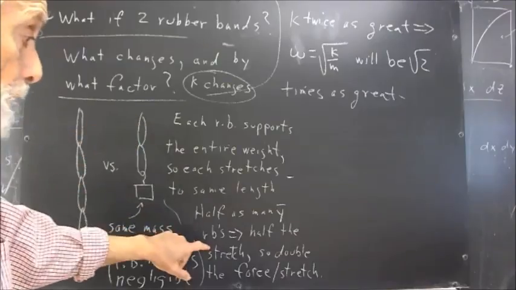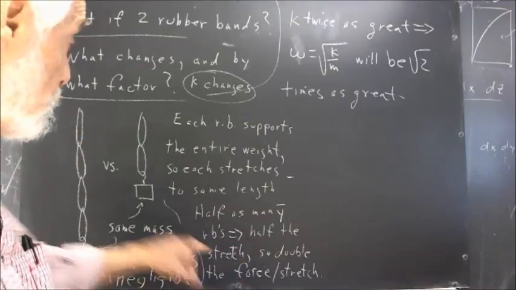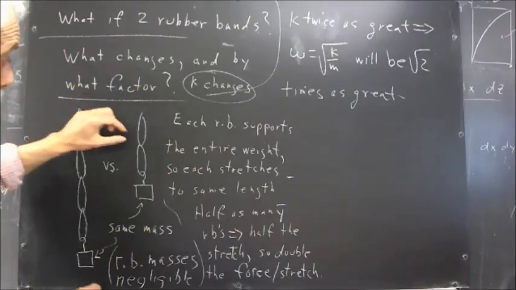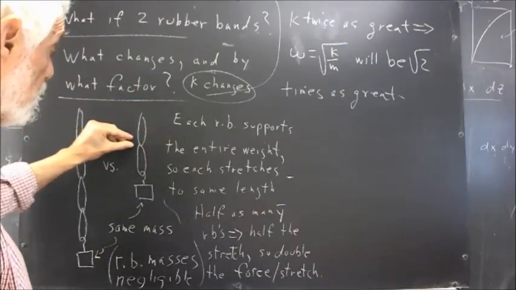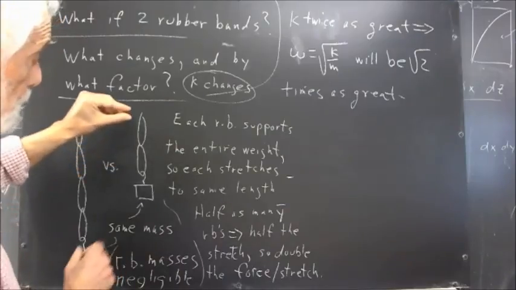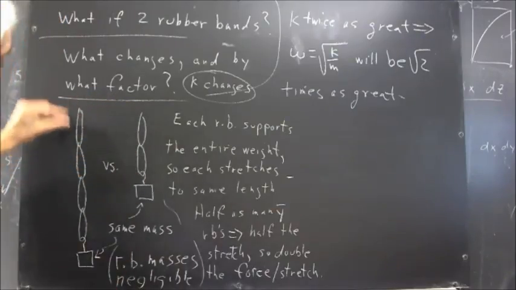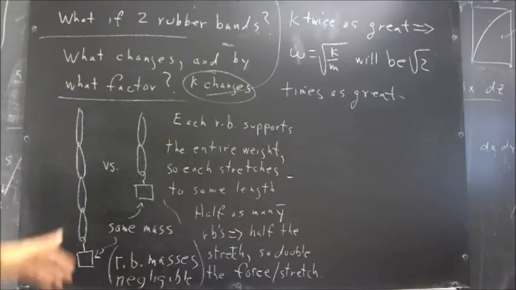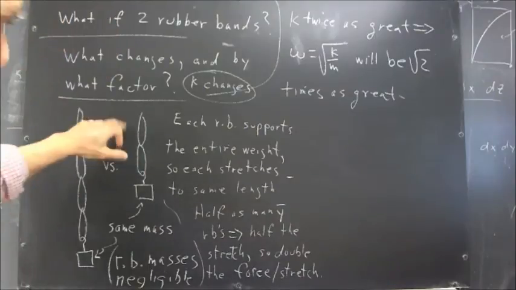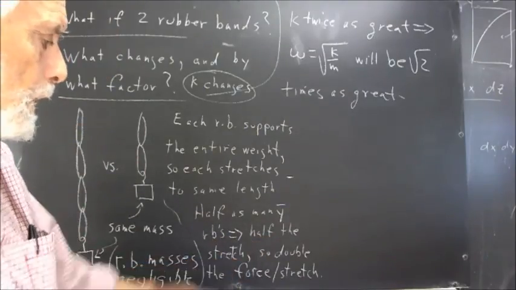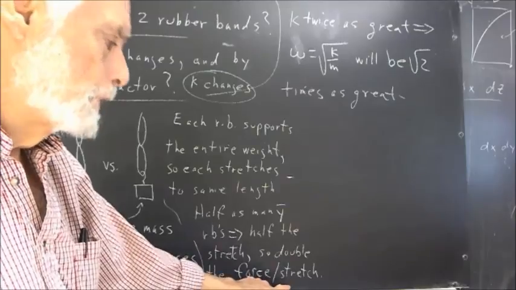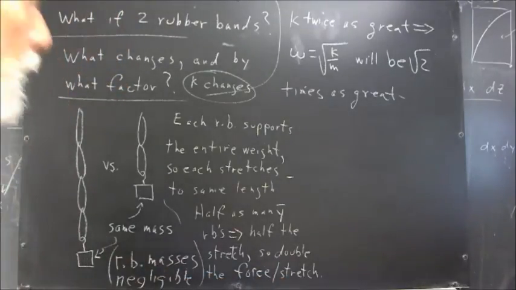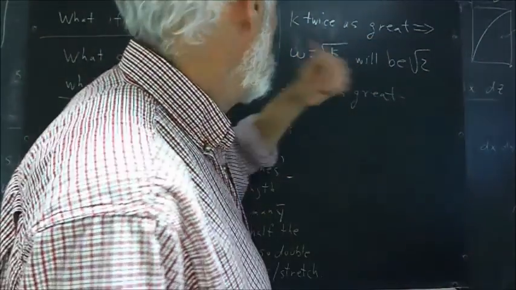Since we have half as many rubber bands, we have half the stretch, so that this system will only stretch out half as much as this one, because if each rubber band stretches out, let's say this far, then we've only got 2 rubber bands, so we're only going to get twice that stretch here, whereas if we got 4 rubber bands, we're going to get 4 times this stretch, or something like this. So half as many rubber bands gives us half the stretch, which gives us double the force per unit of stretch, and that's what the value of K is. That implies then that K will be twice as great.